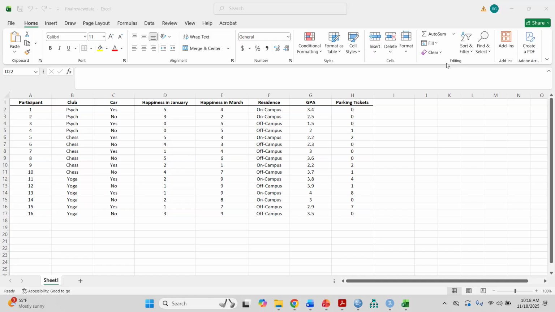So what we've got is an Excel file, and you can either choose to work with this stuff in Excel if that works best for you, or you can work with it in R if you'd prefer. I'm going to mostly be working in Excel. So it looks like we've got 16 participants. There's three different clubs: psychology, chess club, and yoga club. If they own a car or not, happiness in a couple of different months. If they live on campus or off campus, GPA, and number of parking tickets. So we've got some good data to work with here.